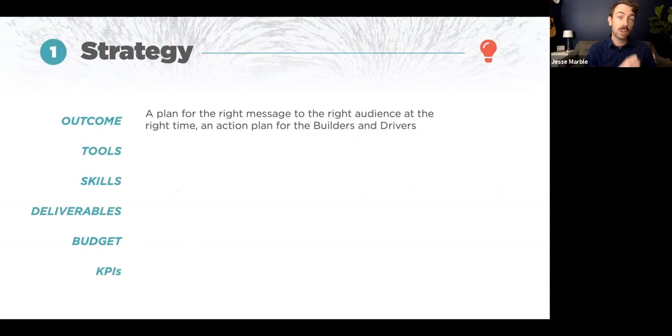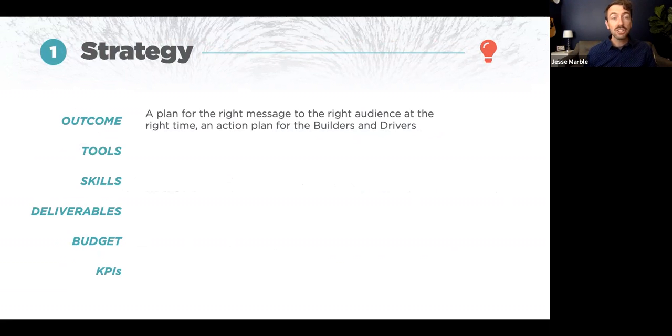Okay, so let's talk about strategy first. For strategy, builders and drivers, I'm going to use this same model to explain what it is, how to do it, skills, deliverables, budget, etc. So you're going to see a slide like this for each of strategy, builders, and drivers.